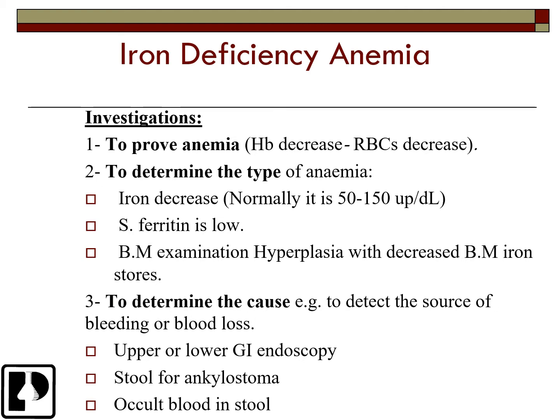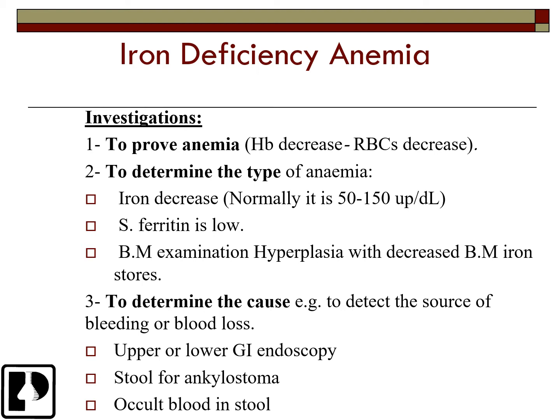Investigation: what is the investigation to diagnose iron deficiency anemia? First, to prove that the patient has anemia, hemoglobin and RBCs will be decreased. To determine the type of anemia, serum iron is decreased; normally it is 50 to 150 micrograms per deciliter. Ferritin is low, and ferritin is the storage of iron.